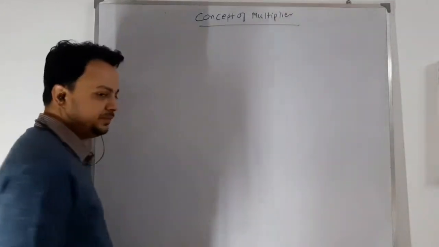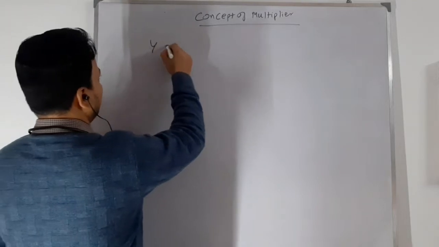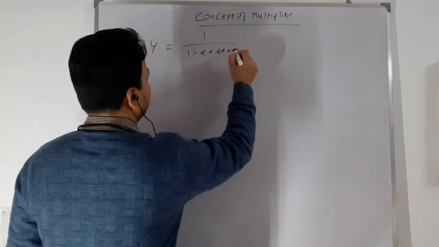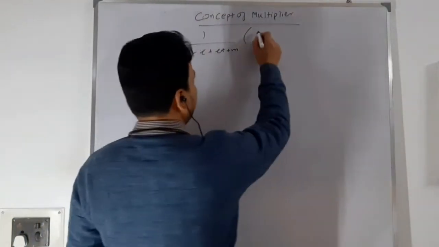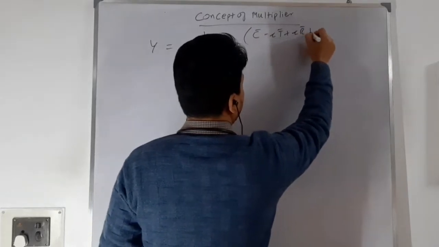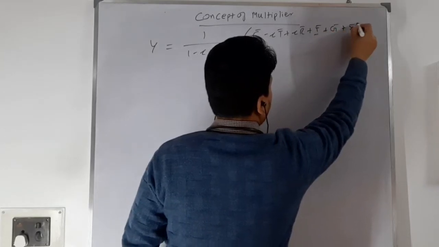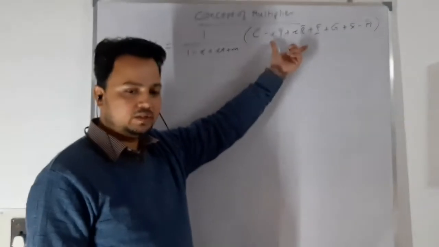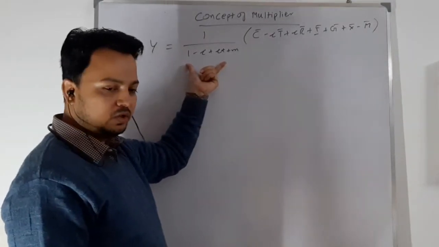So if you remember, today we are starting with the concept of multiplier. I have derived this one: y equal to 1 over 1 minus c plus ct plus m, times the autonomous component, which we derived as c bar minus small c t bar plus small c r bar plus I bar plus g bar plus x bar minus m bar. So here we have the autonomous component, and this is the multiplier, the multiplier in the open economy.